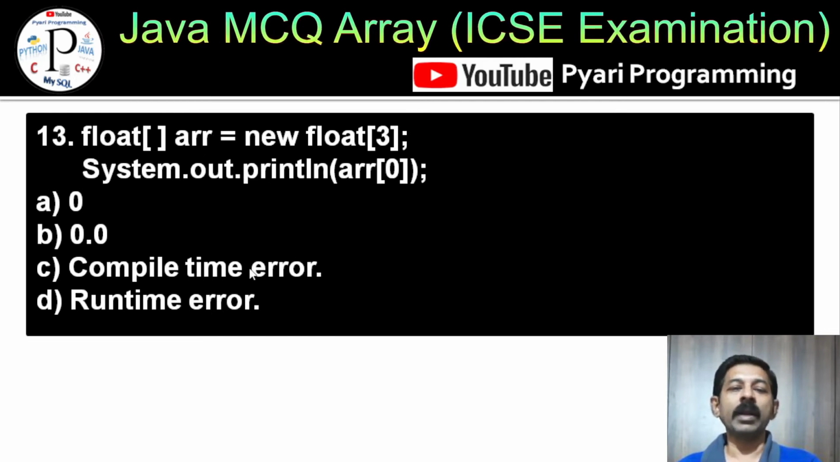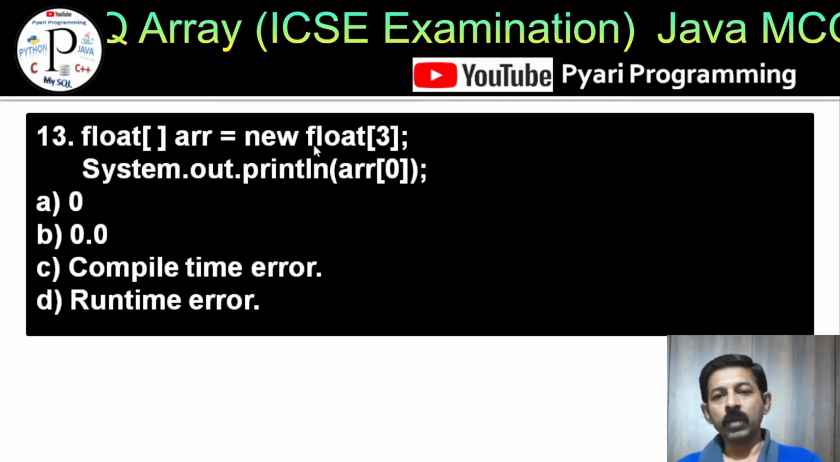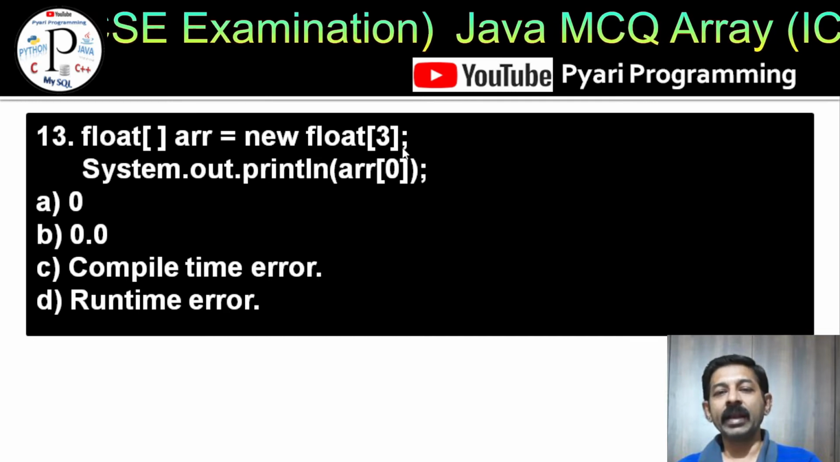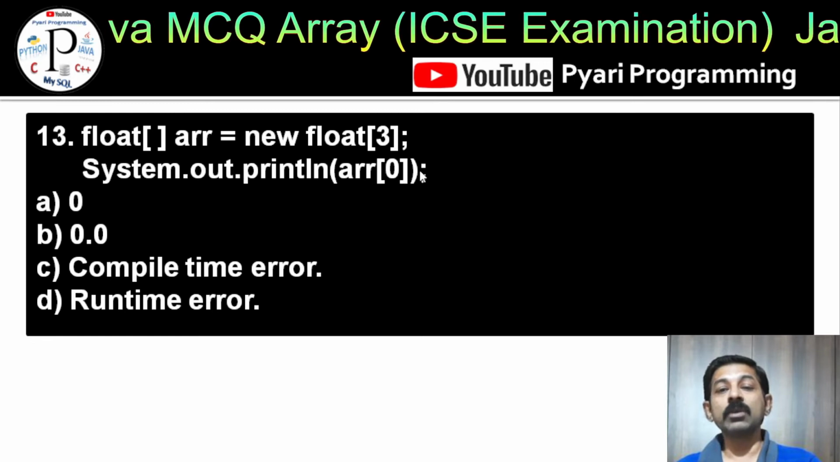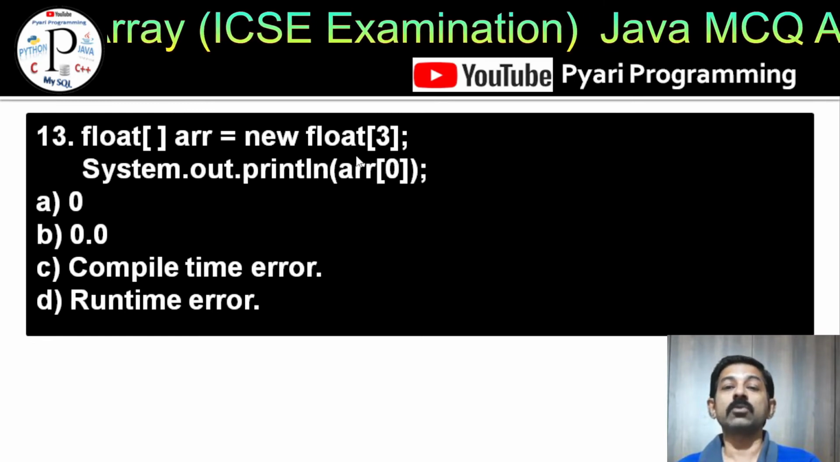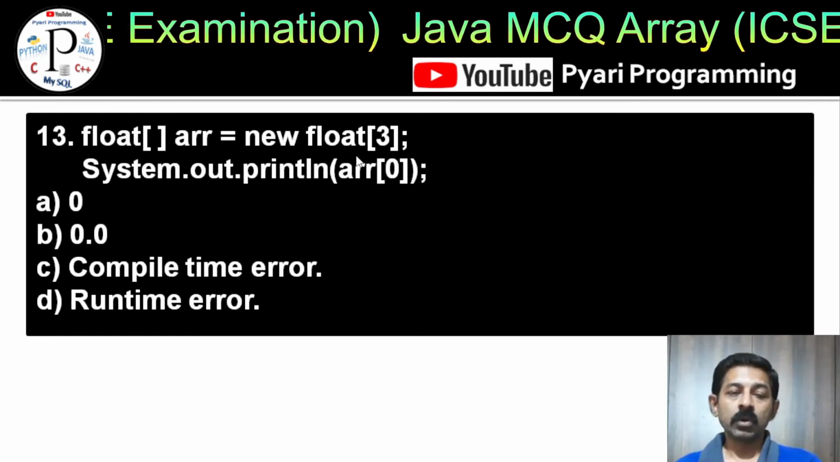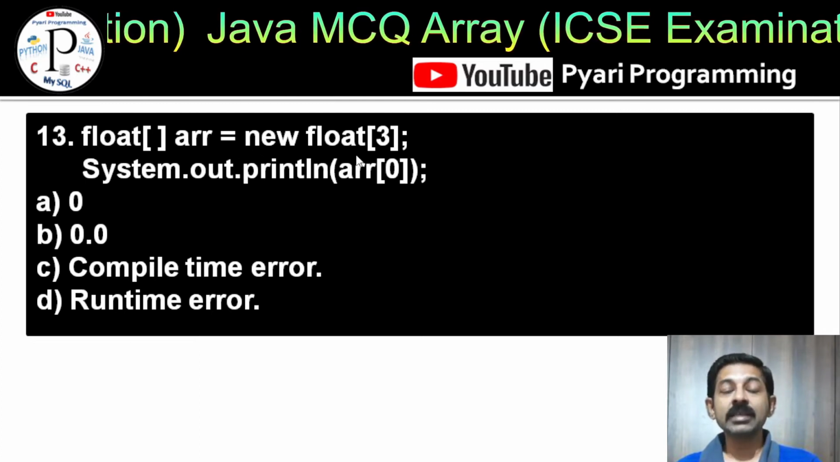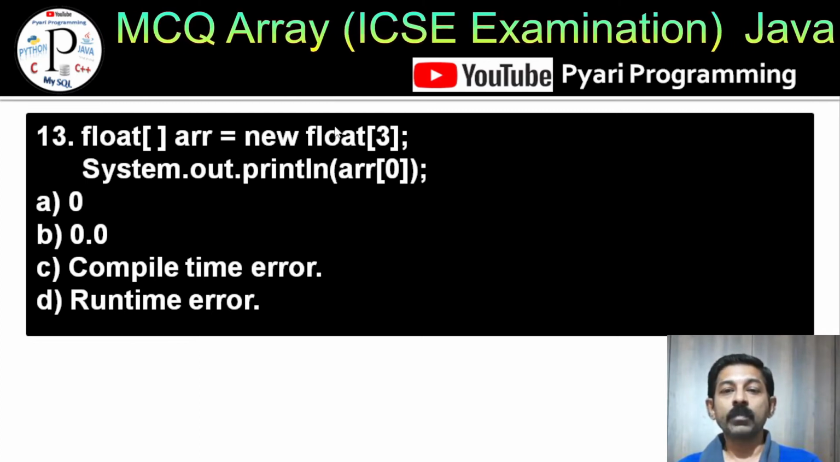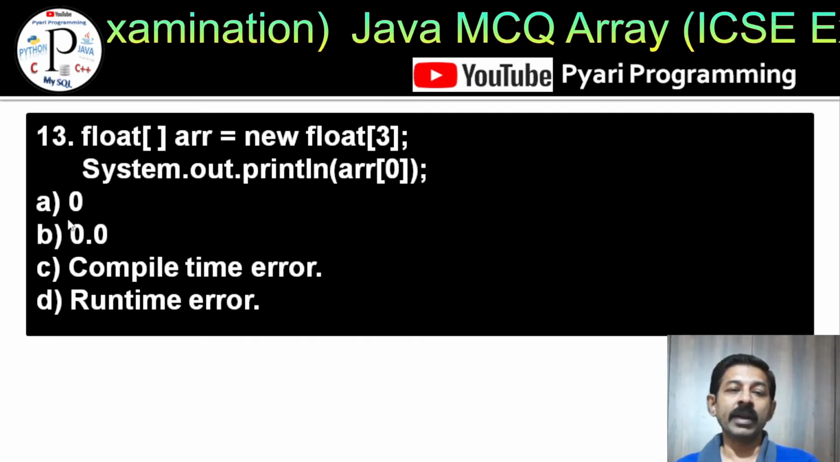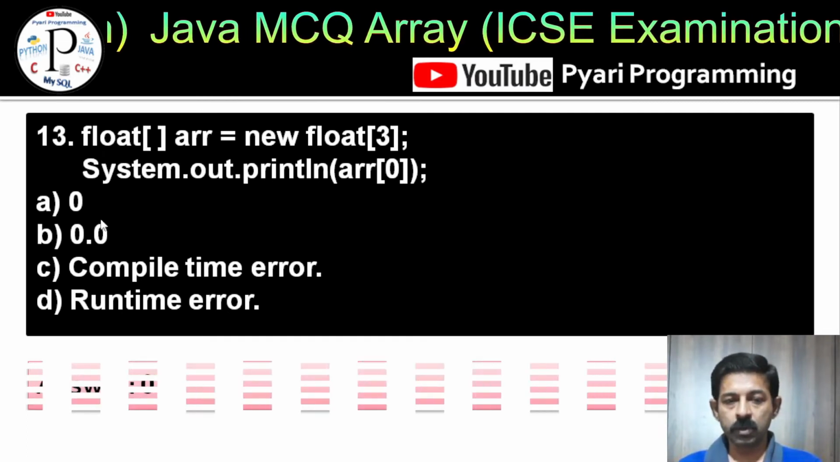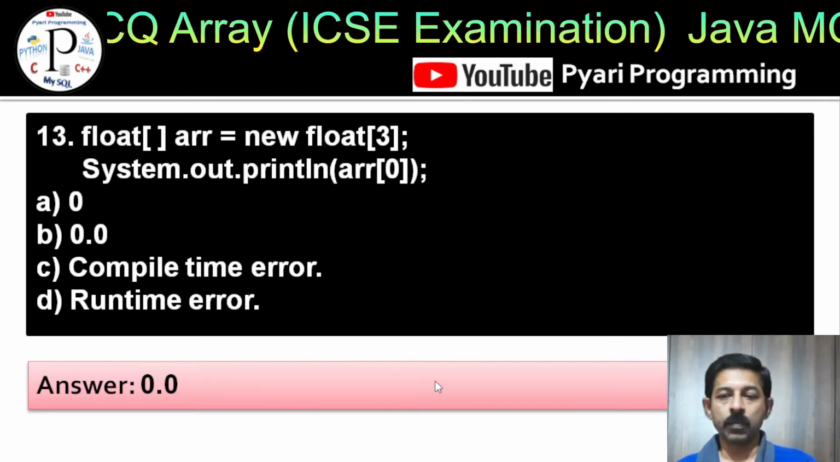That means no compile time error. But we have to think about it. We have created an array, but we have not stored anything in the array, yet it is trying to display the 0th index position. No data is stored in the 0th index position. So in that case, what happens? It assigns the default value of the data type for an array. And the default value for float is 0.0. So the valid answer is your option B, that is 0.0. So yes, we got 0.0.